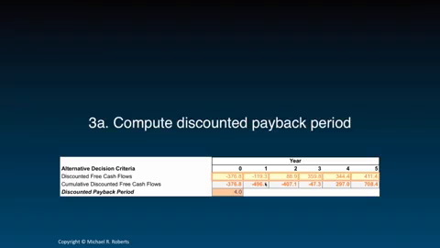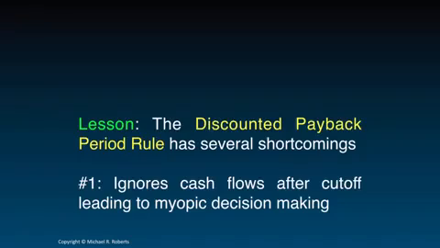Let me go back a slide. What if this cash flow in year 5 was $20 billion? Well, $20,114 million. It'd be a shame to ignore that cash flow and its implications. So by ignoring those cash flows, you get myopic decision making.